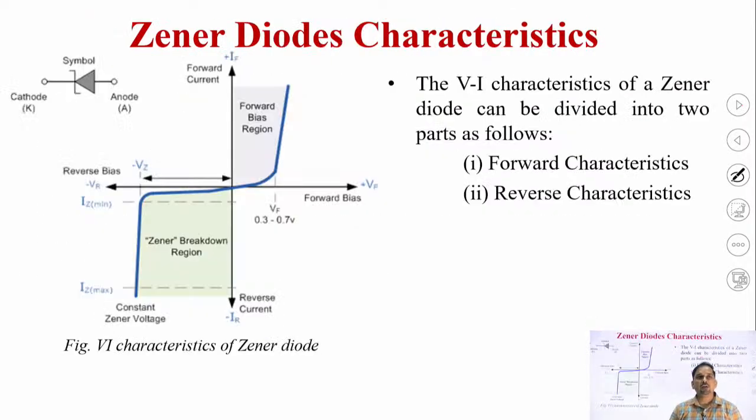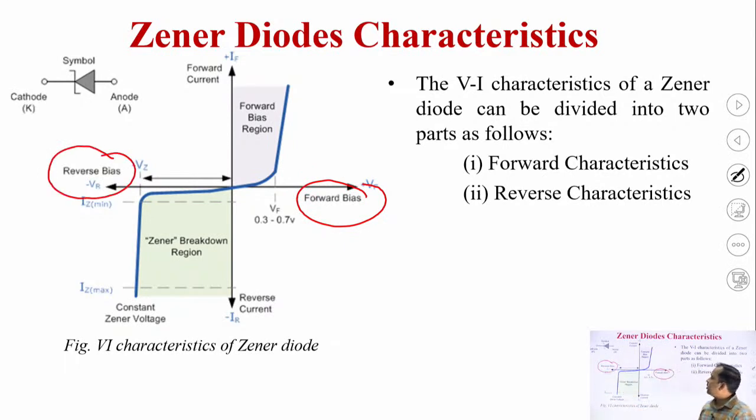So here we have the characteristics of the Zener diode. We can basically categorize the characteristics of the Zener diode into two different regions. First is the forward bias region and next is the reverse bias region. Under the forward bias region, the characteristics are very similar to the conventional P-N junction diode, meaning we have the cut-in voltage, which may be 0.3 to 0.7 volt based on germanium and silicon. So the graph is quite similar.